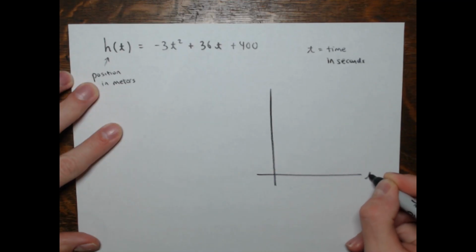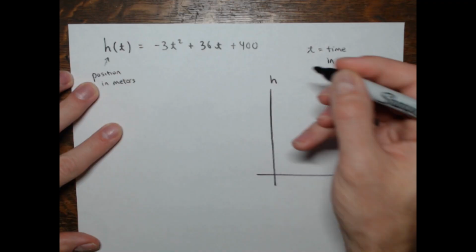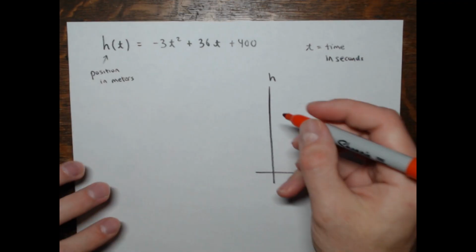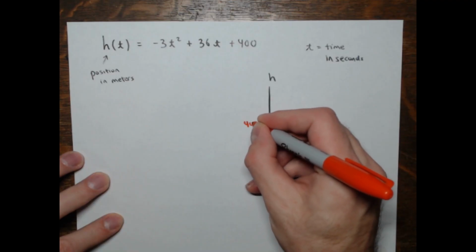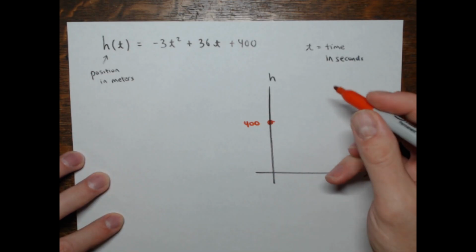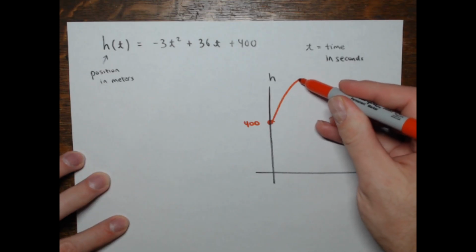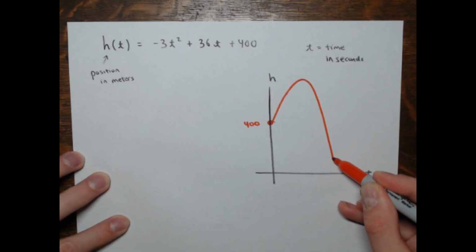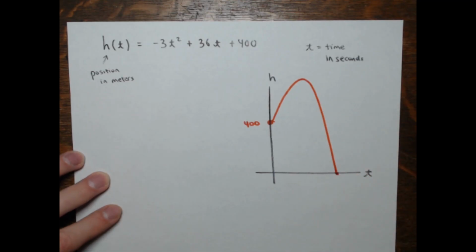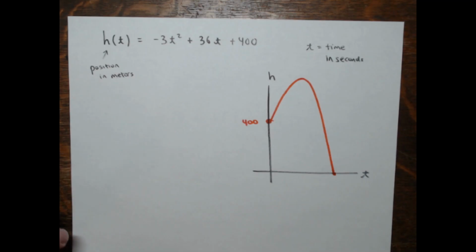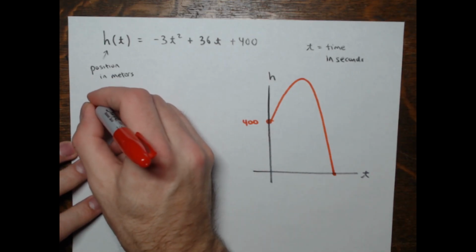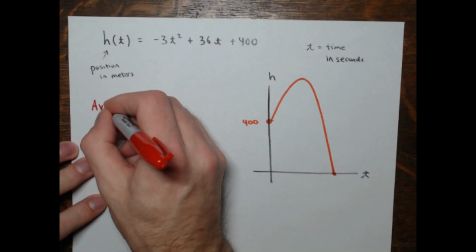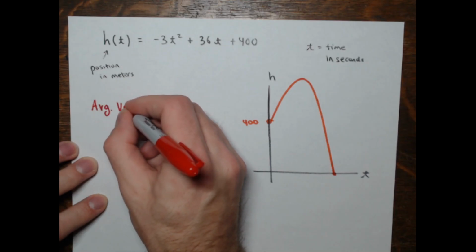So again, here's your time in seconds, and then the height off the ground. When time is 0, you've got 400, there's (0, 400), and then it shoots up, eventually reaches some highest height and then comes back down, hits the ground at some point. Now, the big question is, they're asking what's the average velocity? Right, so AVG for average.